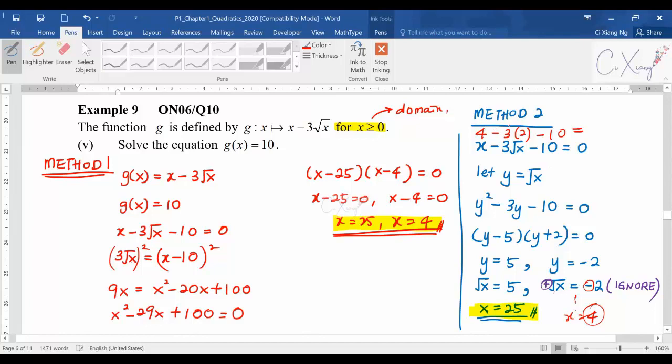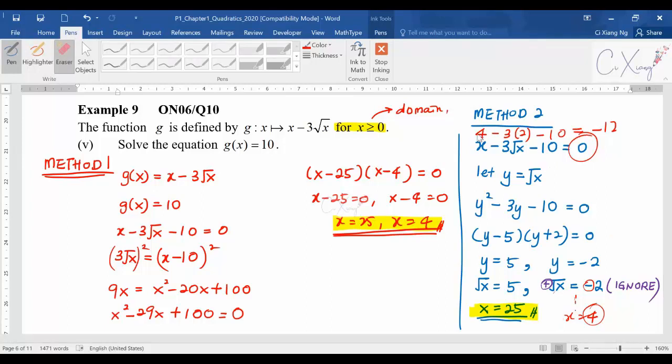So 4 minus 6 minus 10, you will get a negative 12. Is it equals to 0? It is not equals to 0. So from here you can see that 4 is actually not the correct answer.